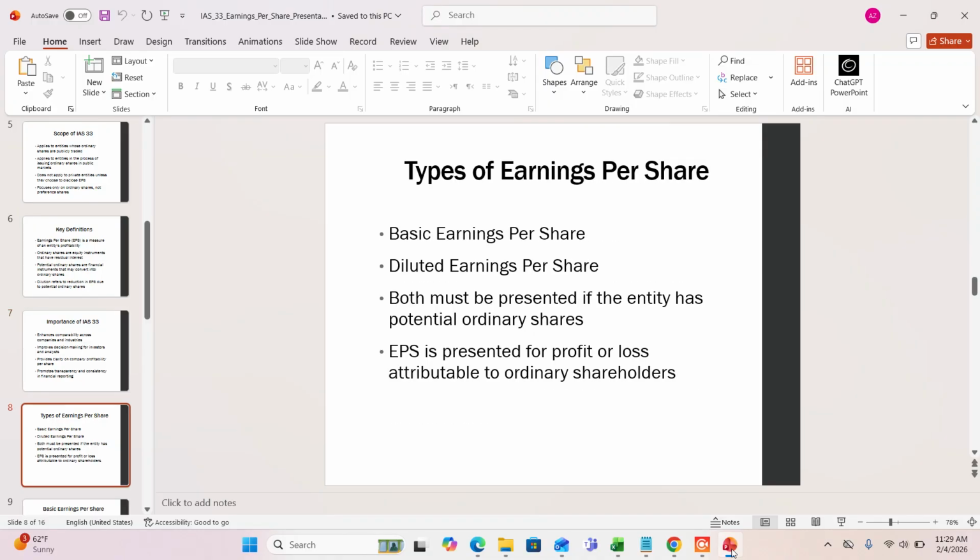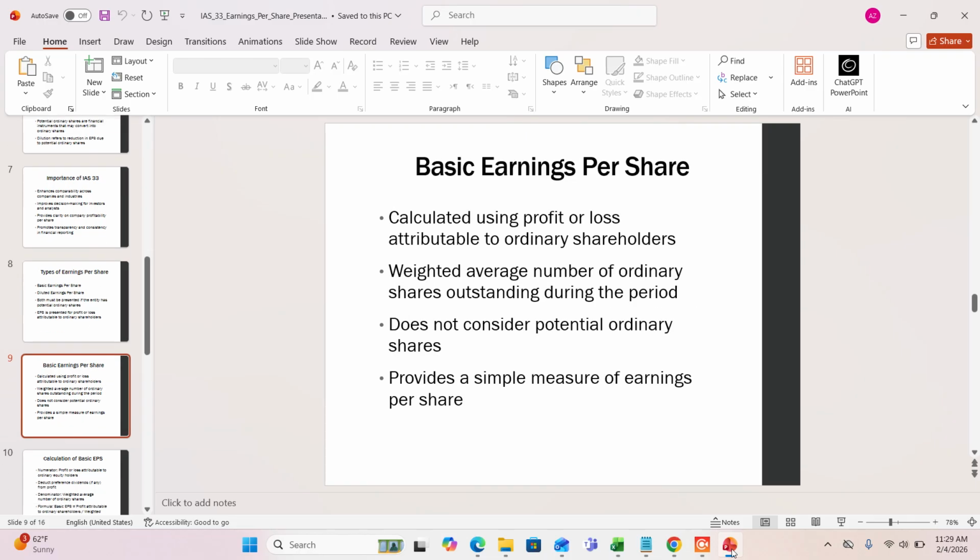Types of earning per share. Basic earning per share and diluted earning per share. Both must be presented if the entity has potential ordinary shares. IAS 33 requires two types of EPS. Basic EPS reflects earnings based solely on existing shares, while diluted EPS reflects the impact of potential ordinary shares. Presenting both figures ensures that users understand not only current performance but also the possible effect of future share conversion.